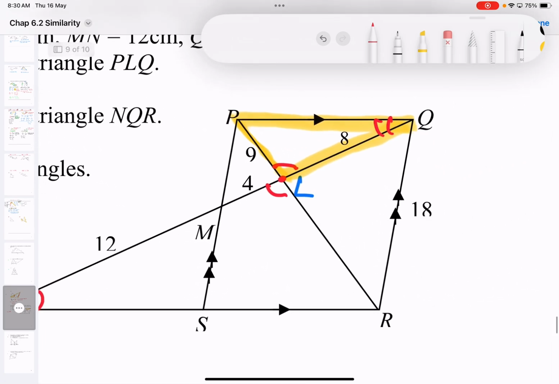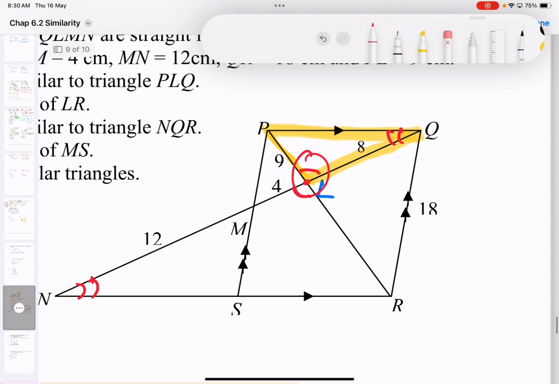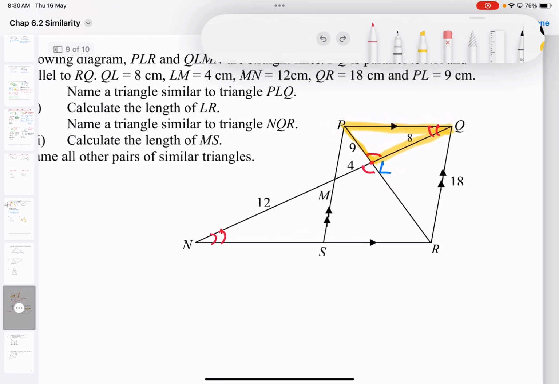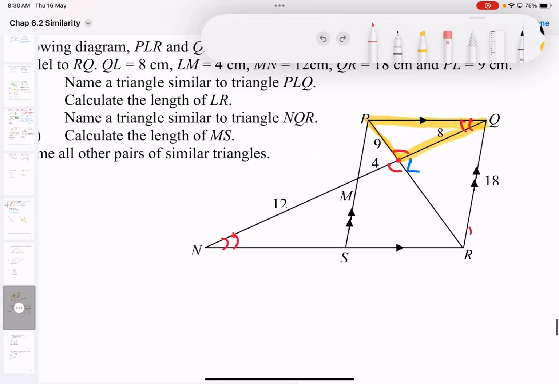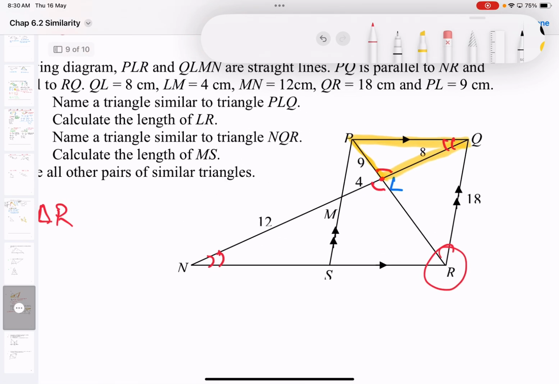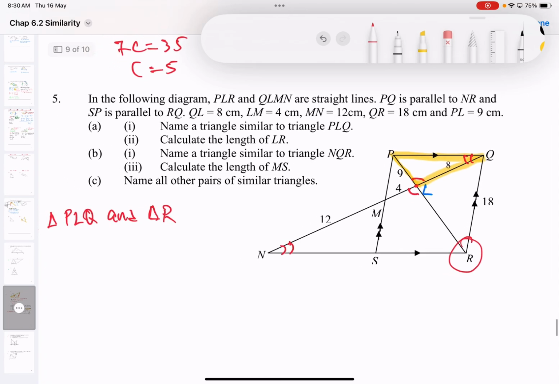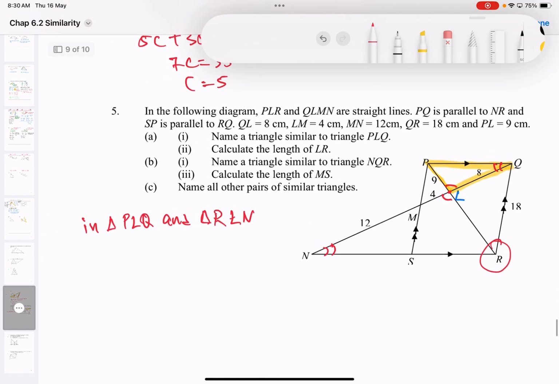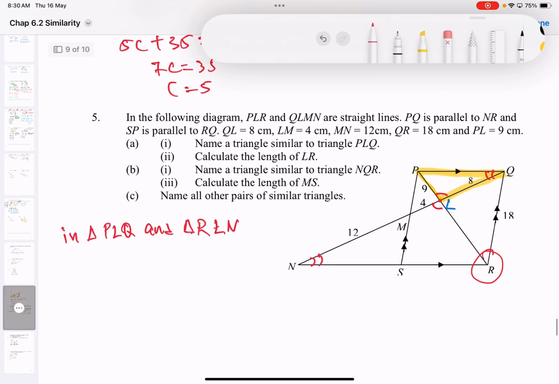Now the way I reference PLQ is I will start with the vertex that doesn't have any angle, and then I go to the one with 1, and then I end off with the one with 2. So I'm going to do the same thing over the other end. I'm going to start with R. So in triangle PLQ and triangle R, and then I go to the 1L, and then I'm going to end with N. Alright, so now I'm going to prove by AA.